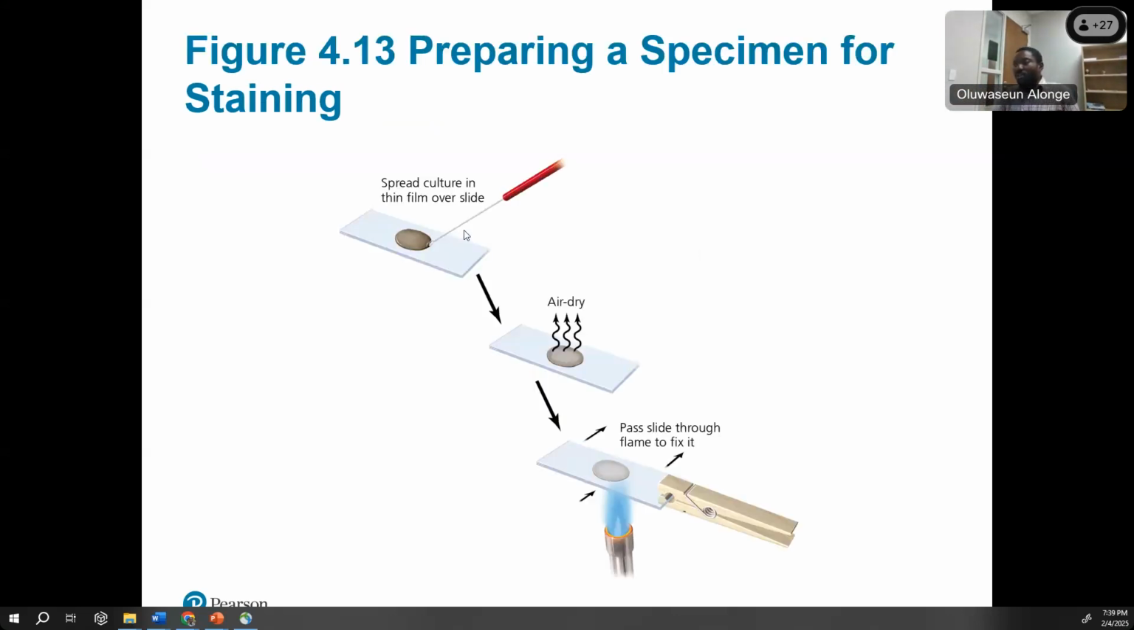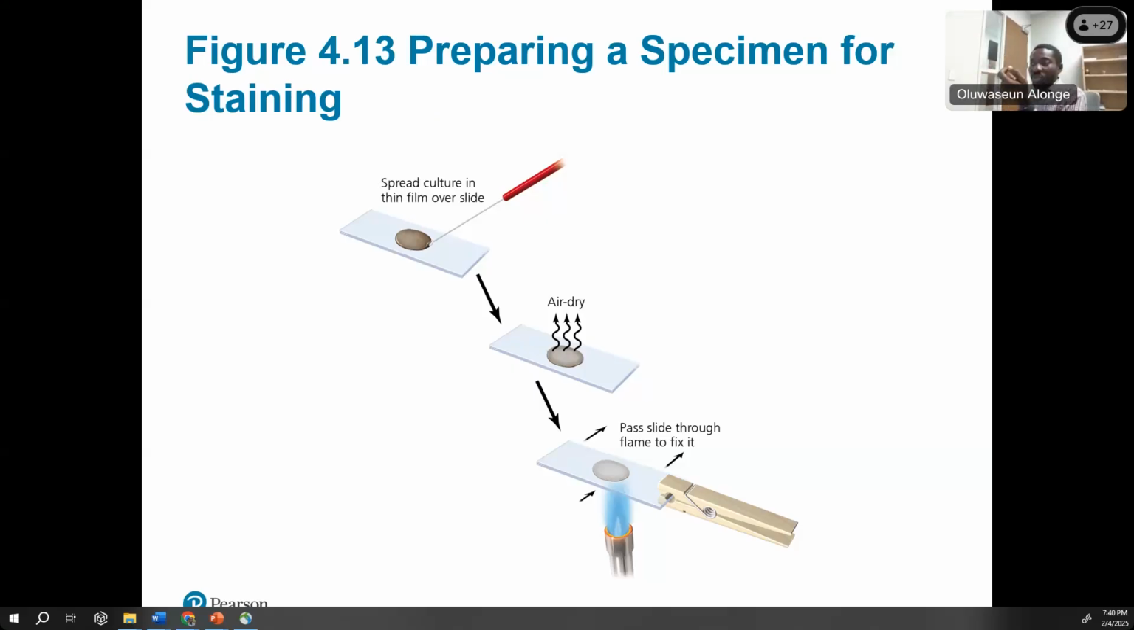Whenever you want to make a slide, you put your specimen on the slide, then you air dry it. Most of you will be doing that in the lab already. If you don't air dry, the specimen can wash away, because the stain is liquid. If you're not careful when you are washing, the specimen can easily wash away. But if you air dry, it stays there.